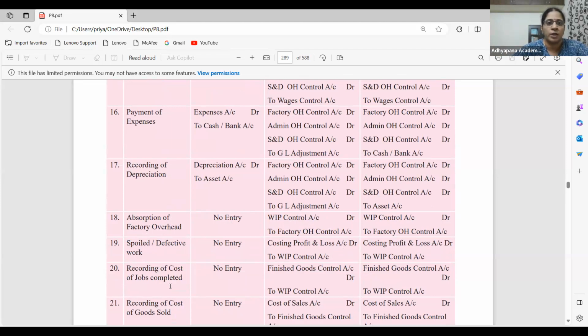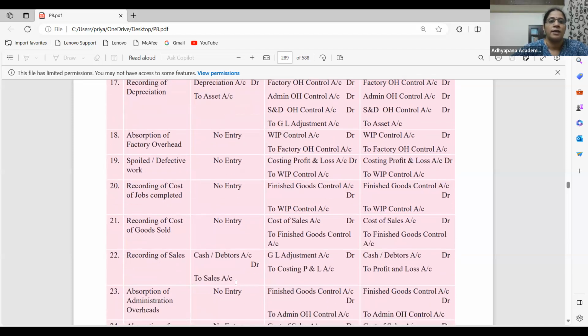Recording of cost of jobs completed. So from WIP, it is moving to finished goods. So the entry will be debit where it goes in, credit where it goes out. So finished goods control account debit to WIP control account. Recording of cost of goods sold. So from finished goods stock, it is moving to cost of sales. So it is debit where it goes in, credit where it goes out. So cost of sales account debit to finished goods control account. The same entry will repeat under integrated accounting.